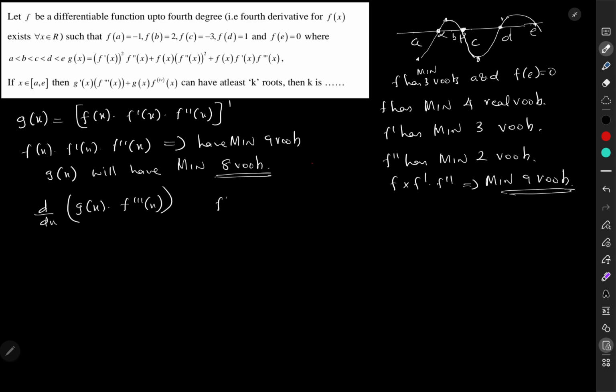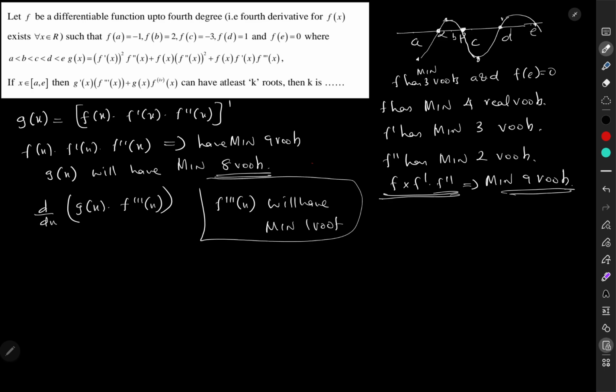8 roots. How many roots will f triple dash x have? As we continue like this, we can say that f double dash has minimum 2 roots, so f triple dash x will have minimum 1 root. So g of x has minimum 8 roots and f triple dash x will have minimum 1 root. So their product will have minimum 9 roots.